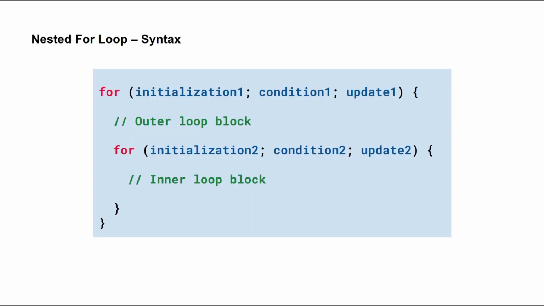Yes, you can even place one loop inside another. This is called a nested loop. Here's the basic syntax for a nested for loop in Java. Let's take a look at an example in IntelliJ to see how that works.